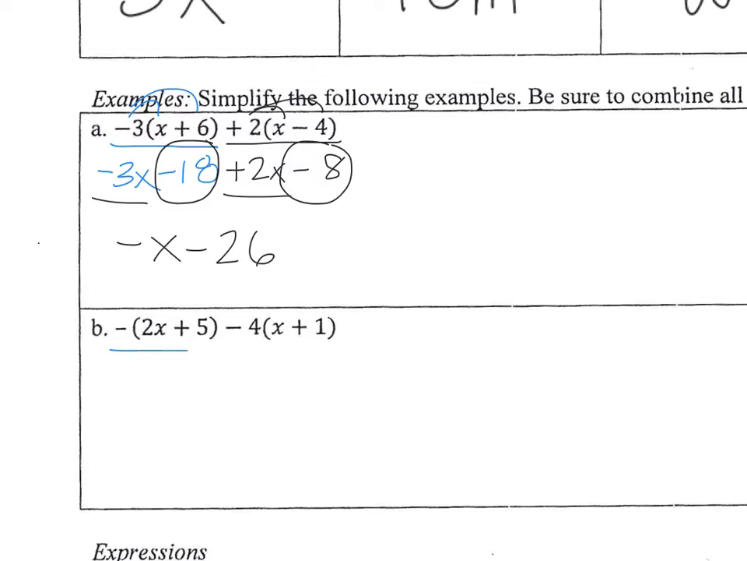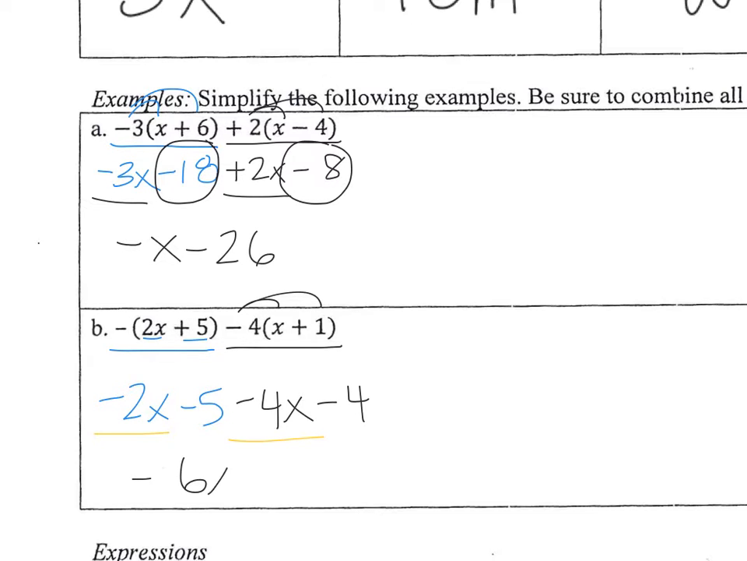So down here I'm going to do the same. The first part, this opposite, is going to make each one of these opposite. So it's going to be negative 2x minus 5. Then negative 4x minus 4. Now I'm going to combine like terms. So my like terms are these two x's and these two constants. So a negative 2x and a negative 4x is going to give me negative 6x. And a negative 5 and a negative 4 is going to give me negative 9.